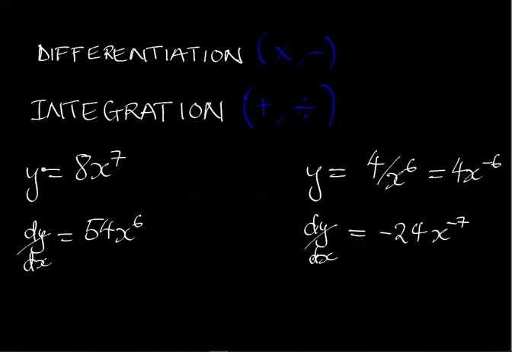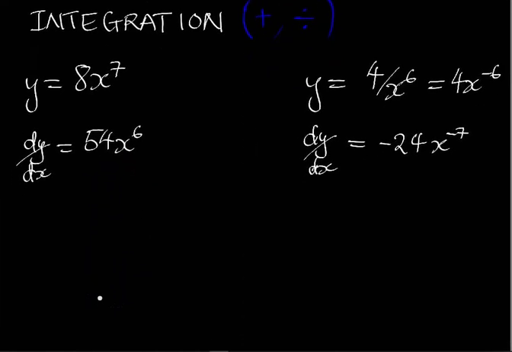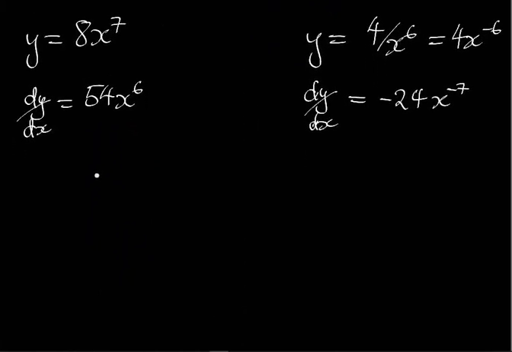So let's look at this 54 here. We have this 54 and its x is raised to the power 6. Remember I said we're going to add. What are we going to add with? We're going to add with 1, just like we did. So we have the 54x to the power 6 plus 1, right?